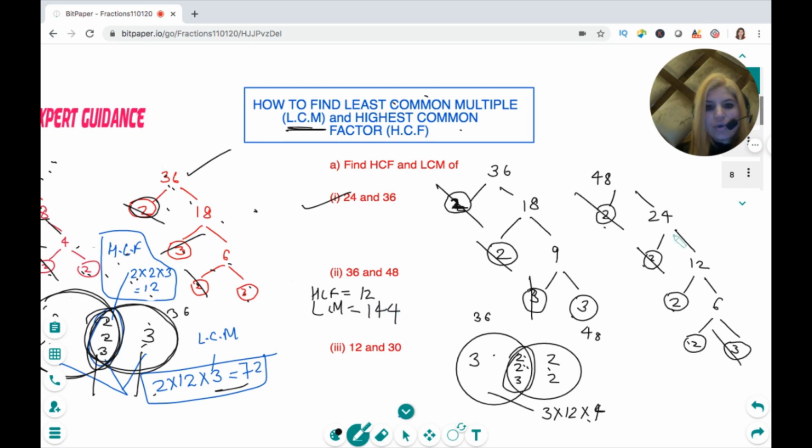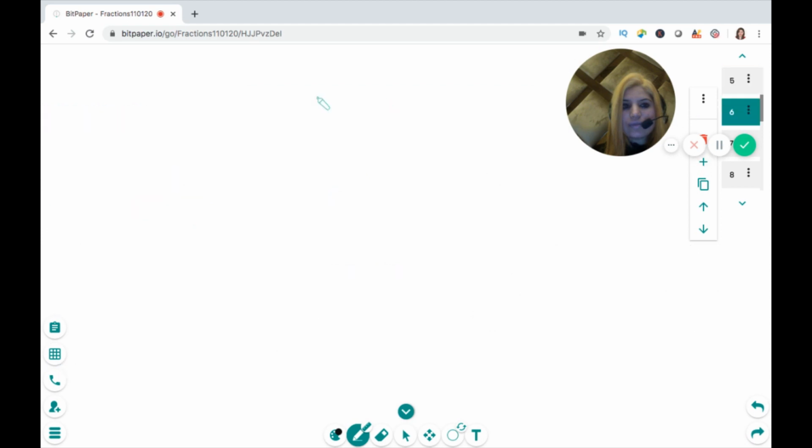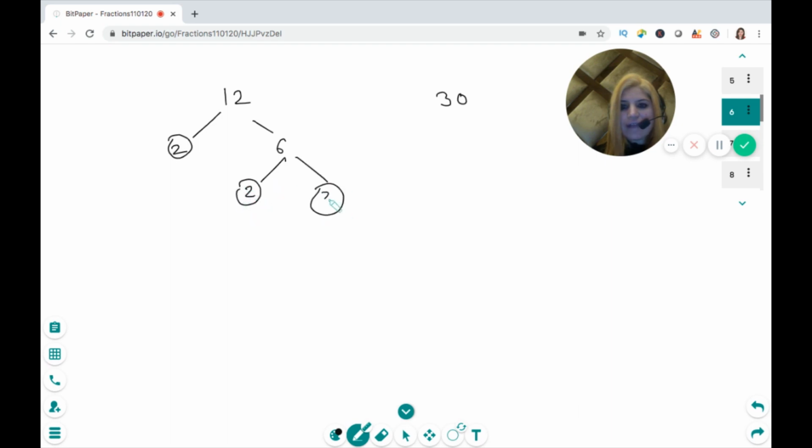Let's go over one more example, which is 12 and 30. Now for 12 and 30, we will make the prime factors. So 2 times 6, 2 is circled, 6 becomes 2 times 3. So that makes the factors of 12. Now factors of 30 are 2 times 15, and 15 would be 3 times 5.